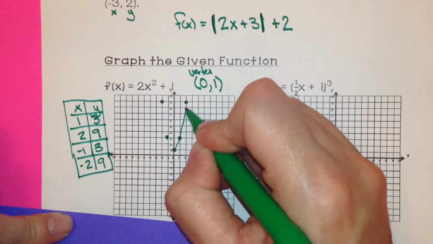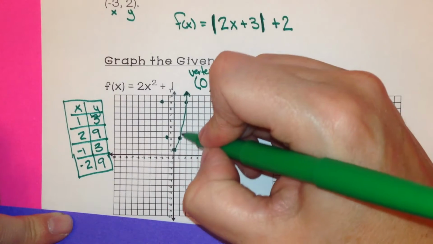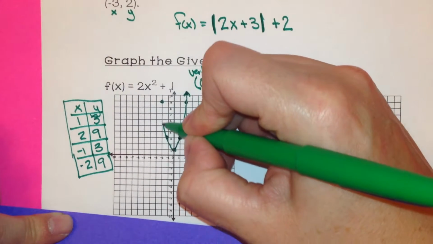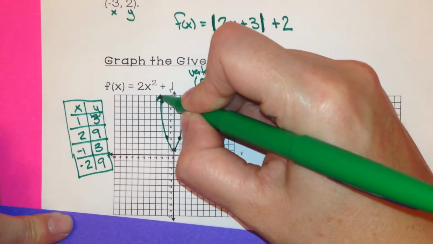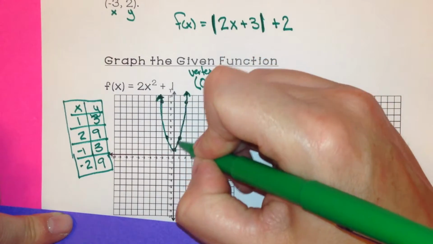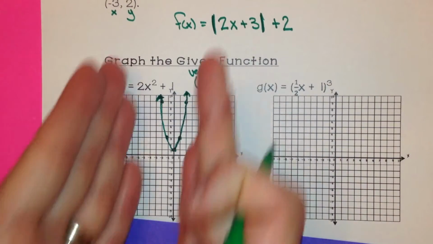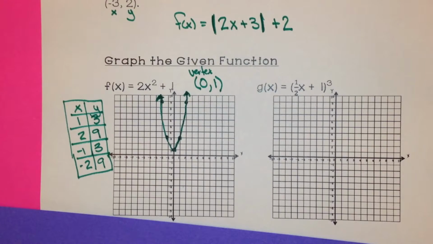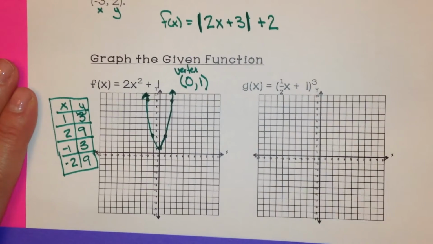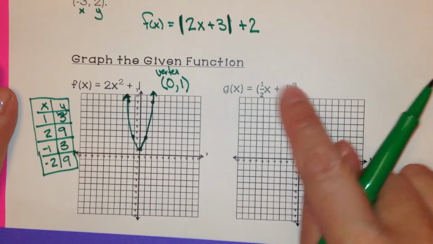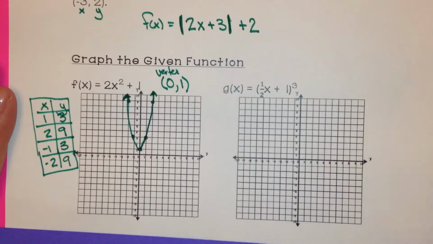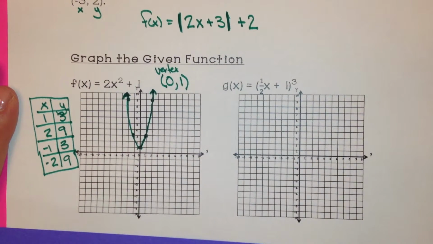And you can see that it does look like a quadratic, a parabola. It's the U shape. And it's just shifted up 1, and a little vertically stretched by a factor of 2. All right, here we have a cubic. All right, multiplied by 1/2 inside.